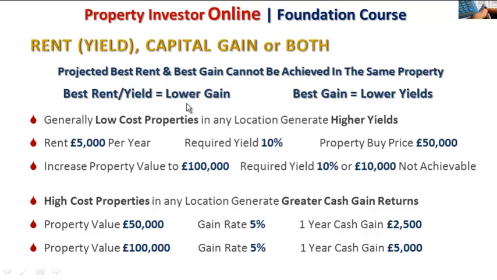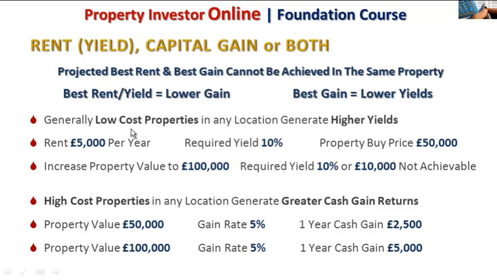In fact, it's like a seesaw. Best rent and yield equals lower gain, so top of the seesaw is the rent, the monthly cash flow. At the bottom of the seesaw is the gain potential. Put gain to the top of the seesaw, and you will have less cash in the bank each month. And these are the reasons why.